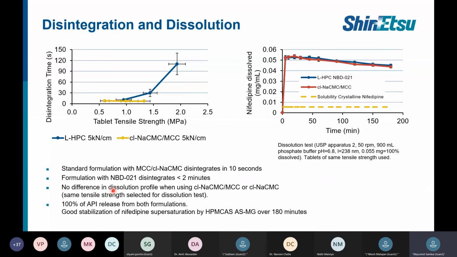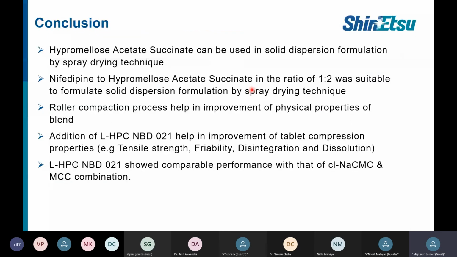So ultimately, what we can conclude is good stabilization of nifedipine supersaturation by ASMG over 180 minutes. That polymer ASMG, that is hypromellose acetate succinate, is very suitable for the process which we use here for nifedipine. Roller compaction additionally helps improve the physical properties, especially the flow properties. And as I explained, NBD 021 showed comparable performance with that of croscarmellose sodium in terms of improving the tensile strength, friability, disintegration, and dissolution.